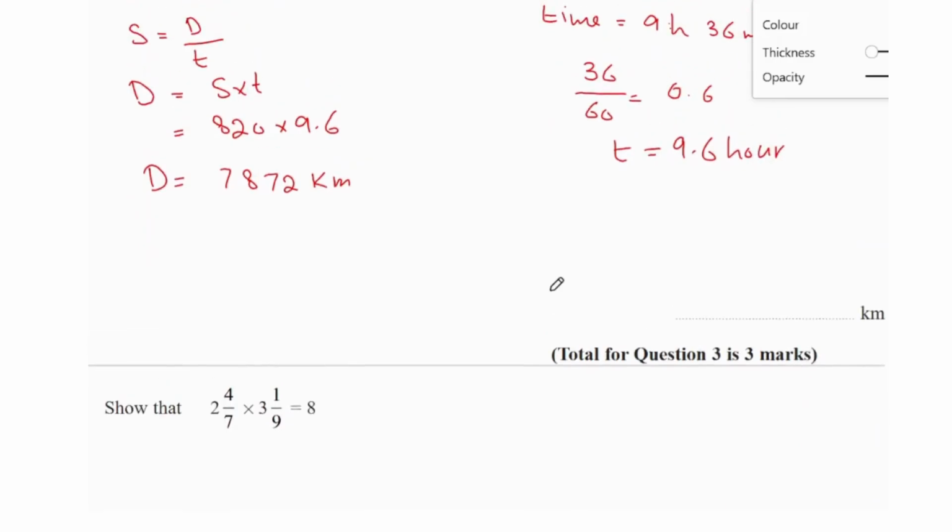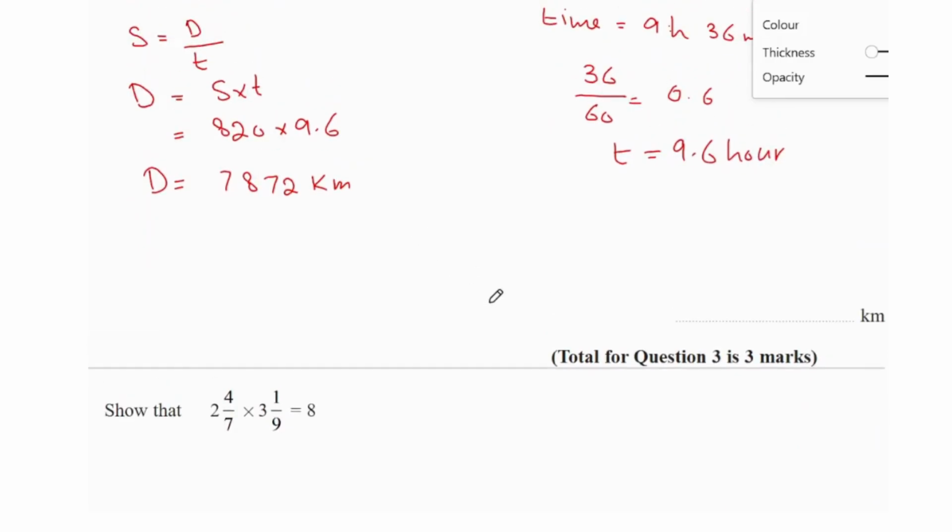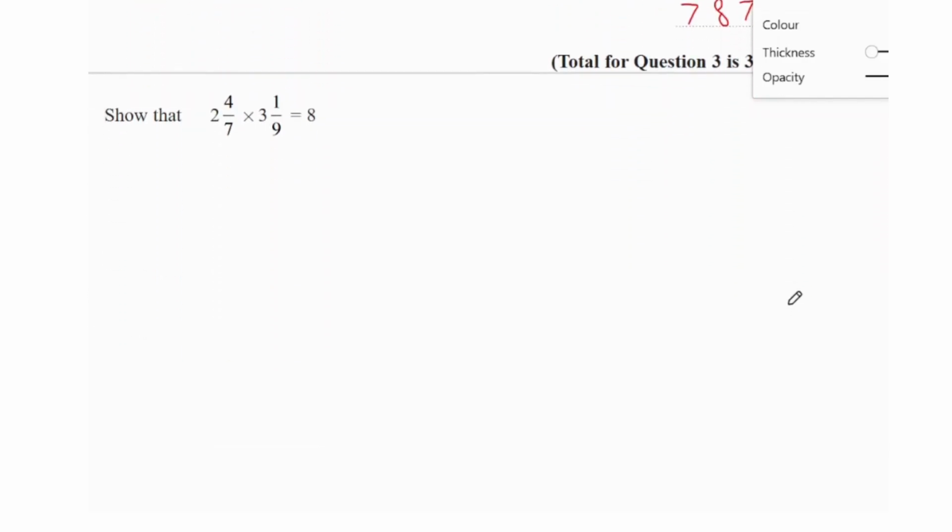So this is 3 more marks. I think if you just know the basic formula, speed equals distance over time, you will get these 3 marks easily. Okay, so altogether this is 3 marks for this question. Now we're going to look at question number 4.